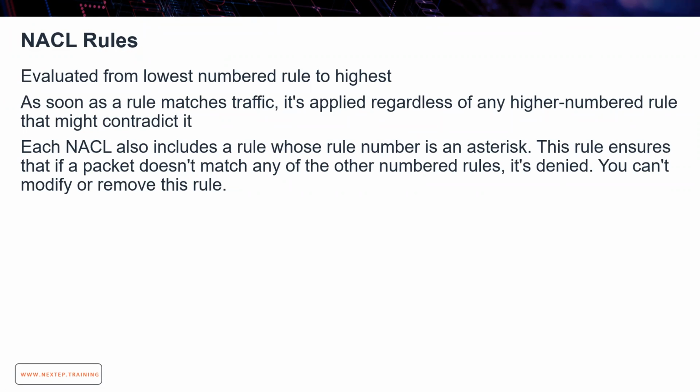Each network ACL also includes a rule whose rule number is an asterisk, the last one. This rule ensures that if a packet doesn't match any of the other numbered rules, it's denied. You can't modify or remove this rule. Yeah, absolutely. So that's a default one. If somehow traffic slips through all the above rules, then it goes to your asterisk. And your asterisk says deny to everyone.